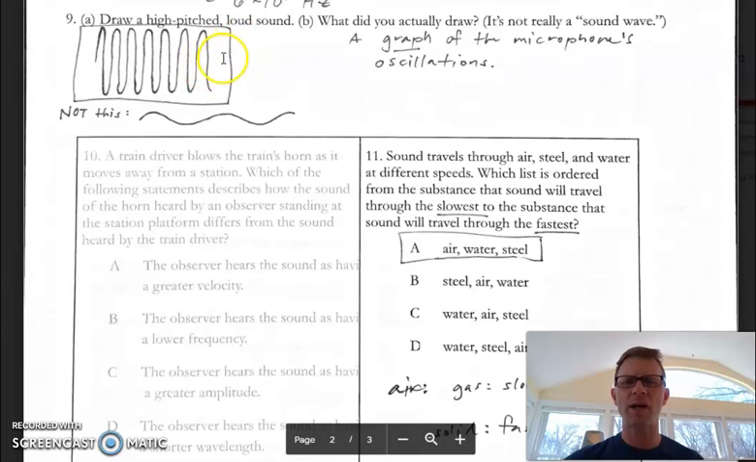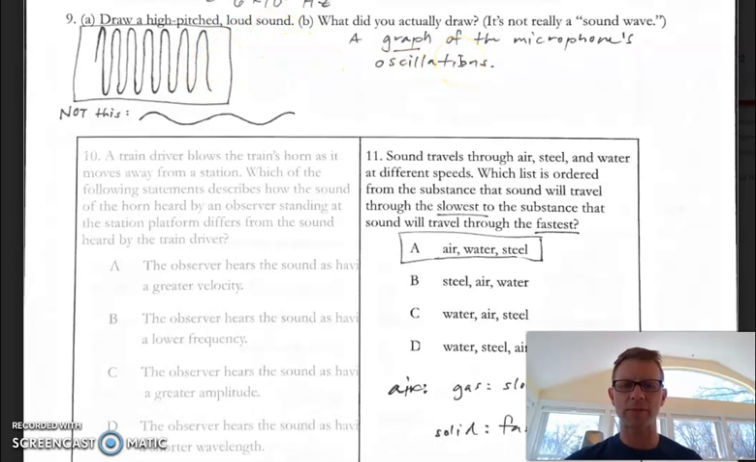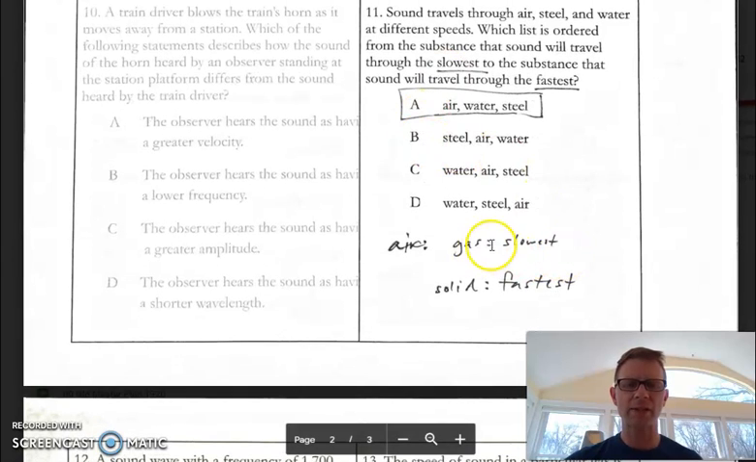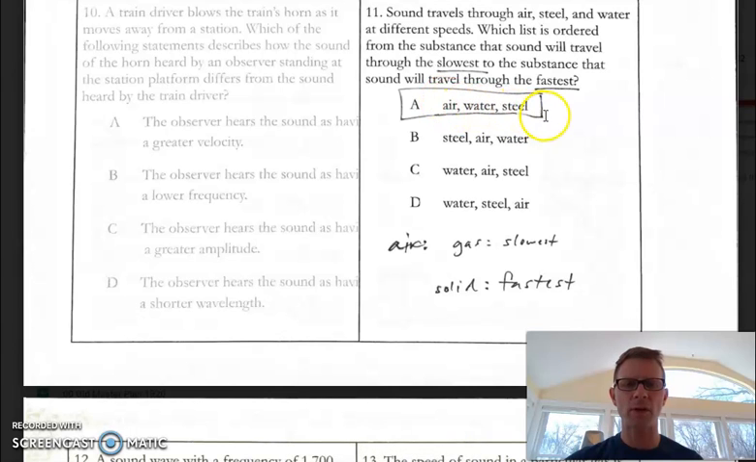You didn't actually draw a sound wave because sound waves don't look like that. You drew a graph of the microphone as it was oscillating. Remember how sound goes slowest through gases? Well, that means it goes air, water, steel.